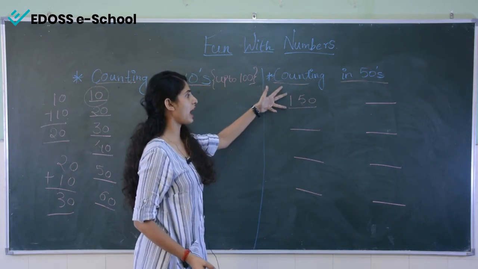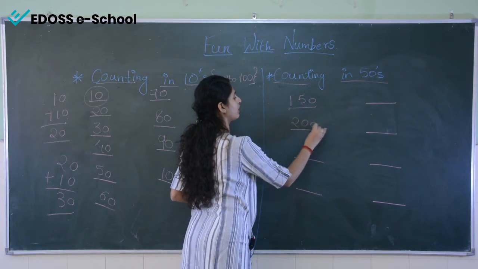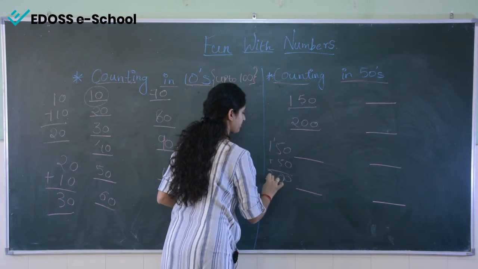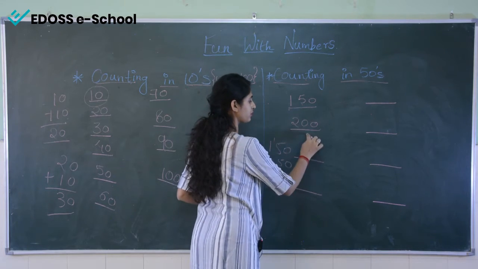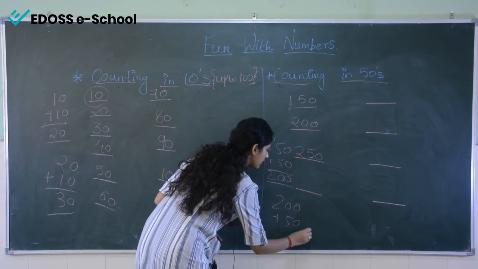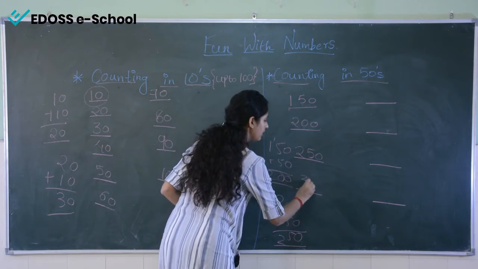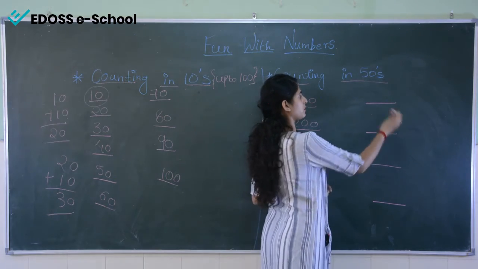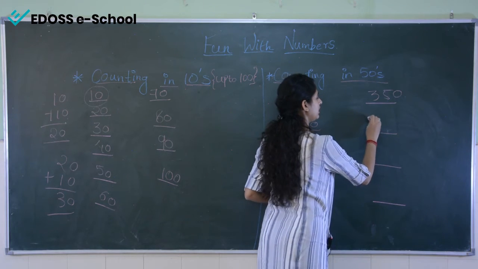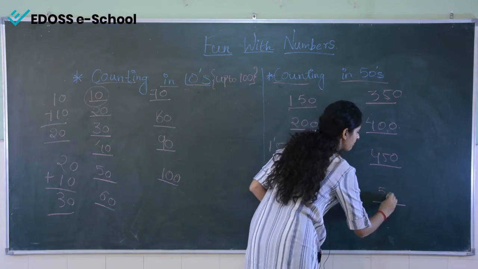Now let's talk about counting in 50s. In this we have to add 50 to each last number. That is 150 plus 50 will be 200. Then again add 50 to this number, 250. Then add 50, 300. Then again add 50 to the last number, 350. Then 400, then 450, then next 500.